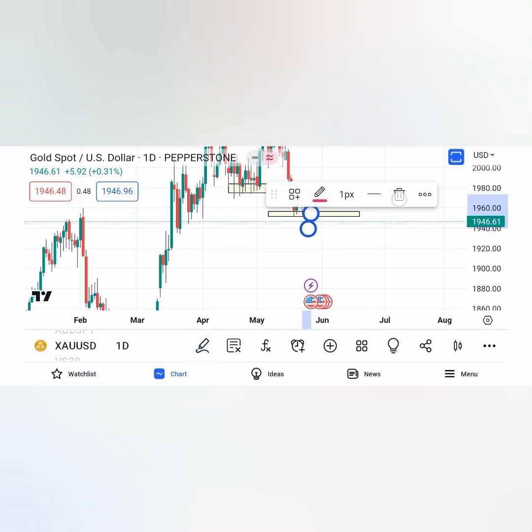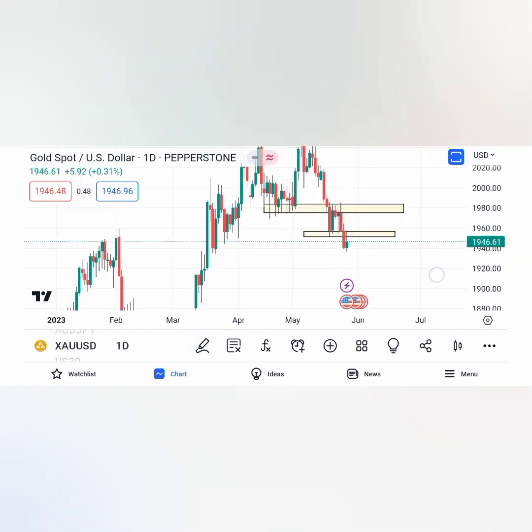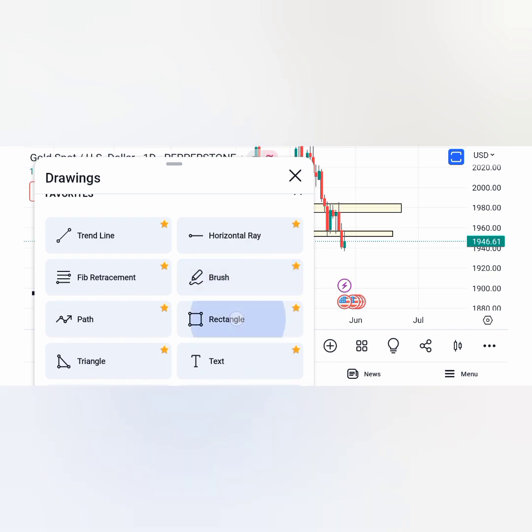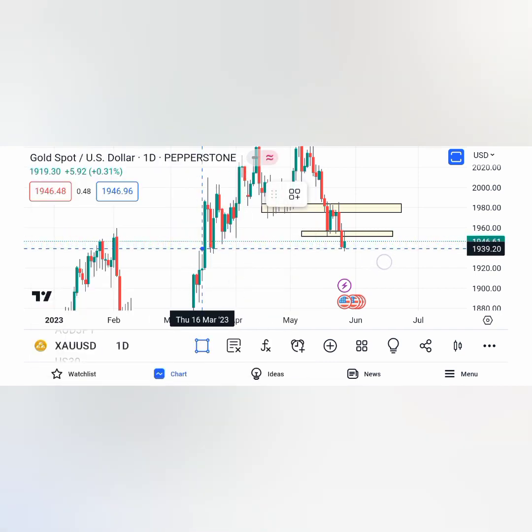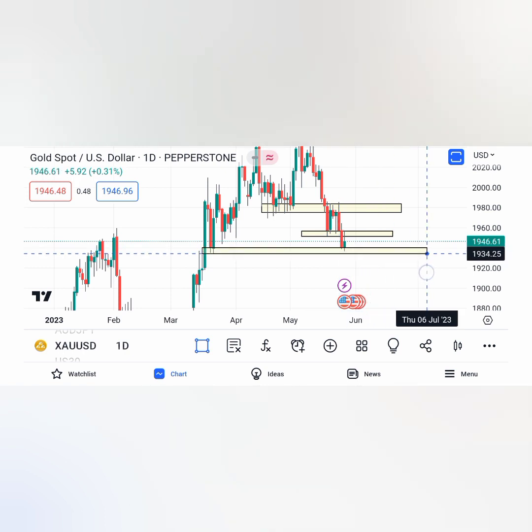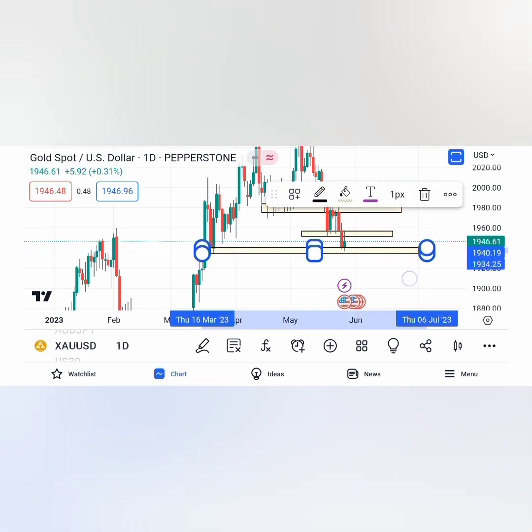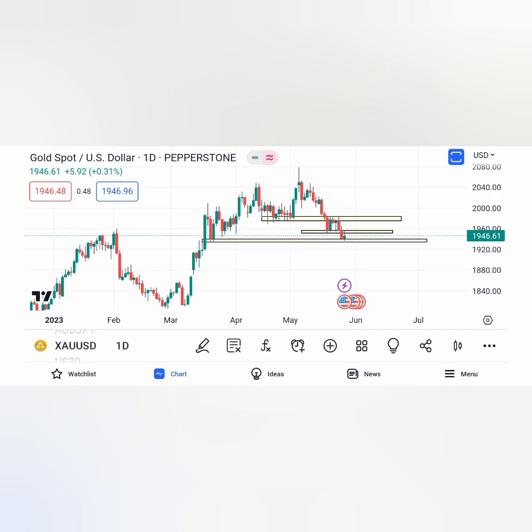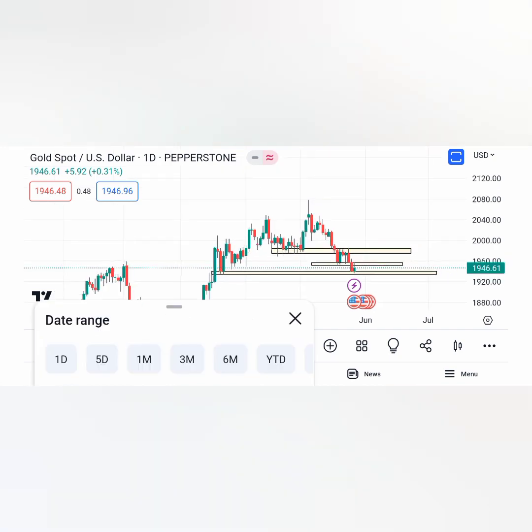But we can also spot another key level here. We can spot another key level here at this very point. Now let's move to the 4-hour time frame and study the price action there also.